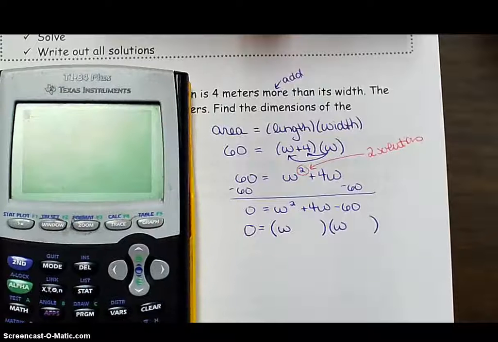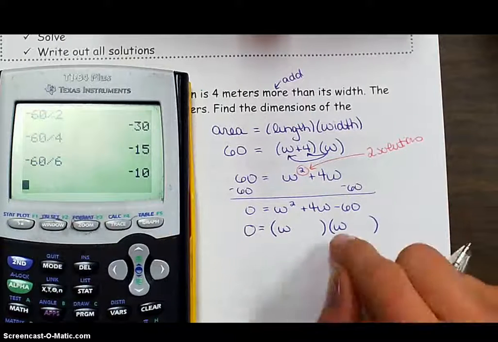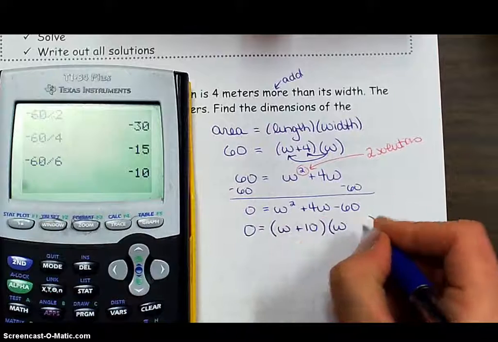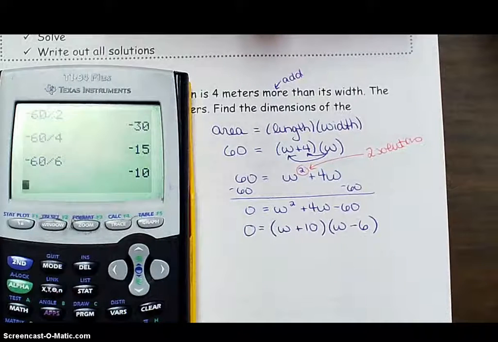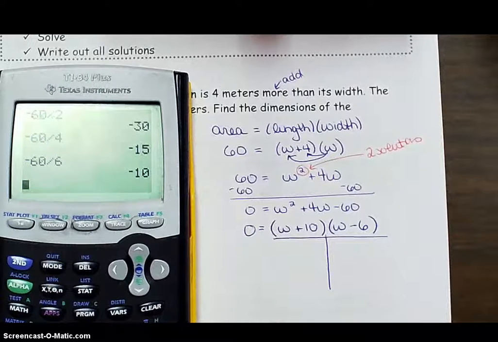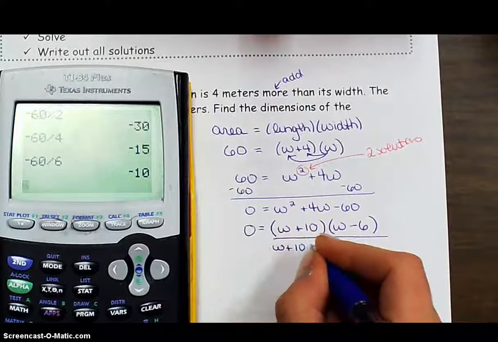So if this doesn't come simple to you, you're going to type in negative 60 divided by 2. It doesn't work. Negative 60 divided by 4. Okay, but the difference there is too big. So negative 60 divided by 6. Ooh, so 6 and 10 will work, which I want the 4 to be positive, so it's going to be plus 10 minus 6. And now we've got it. All right, so after you factor it, and then we're going to tee it up. All right, and we set both parts equal to 0.